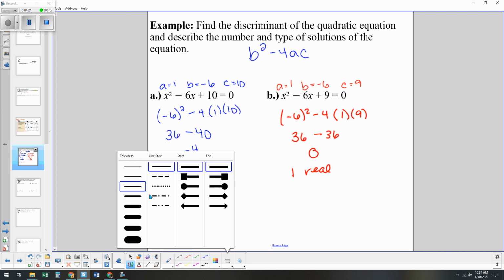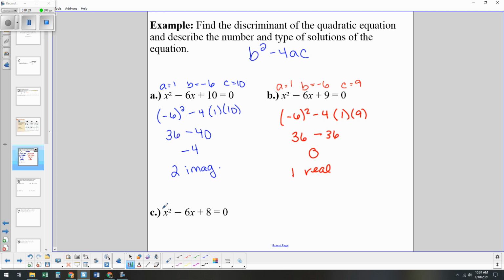All right, and now let's look at part C. I have A is 1, B is negative 6, and C is 8. So we're going to have negative 6 squared minus 4 times 1 times 8. So that's 36. Again, one negative, so it's minus. 4 times 1 is 4, times 8 is 32. So that gives me a discriminant of 4, which is a positive number. So there are two real solutions.